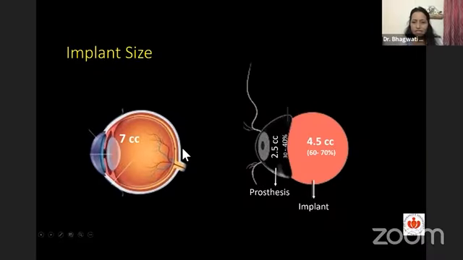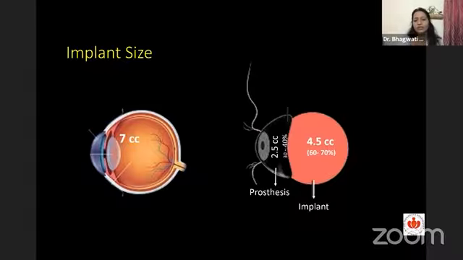So our globe is 7 cc, and when we do an enucleation, there may be a deficit of this 7 cc. So we have to compensate for this 7 cc, which is done 60 to 70% by the implant and 30 to 40% by the prosthesis. So this 4.5 cc corresponds to 20 millimeter of the implant. And a 20 millimeter implant is actually the ideal size for the adult. And if we are wrapping it with a sclera, then you need to subtract the 2 millimeters. That is, you can put an 18 millimeter implant and wrap it with the sclera. That makes a total of 20 millimeter.